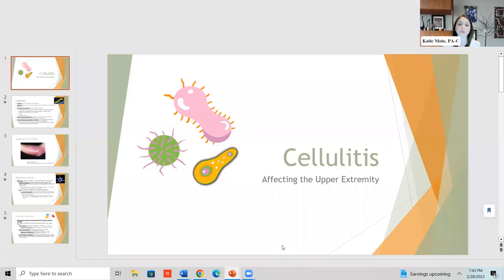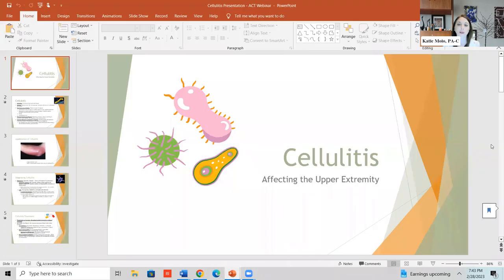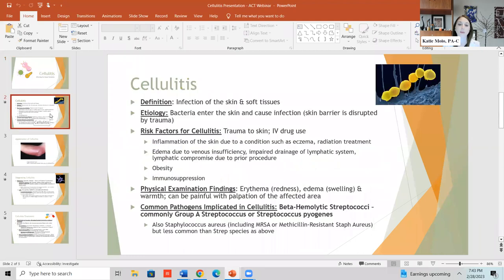Since we're really dealing with two diagnoses here, let's look at cellulitis. So cellulitis, in our case, is affecting the upper extremity. What's cellulitis? Cellulitis is a very common situation you're going to see in the emergency department or as a hospitalist in the inpatient setting. Cellulitis really just means infection of the skin and soft tissues. So cellulitis is different than osteomyelitis. Osteomyelitis is basically you have cellulitis generally, and then it goes into the bone. Cellulitis excludes the bone.